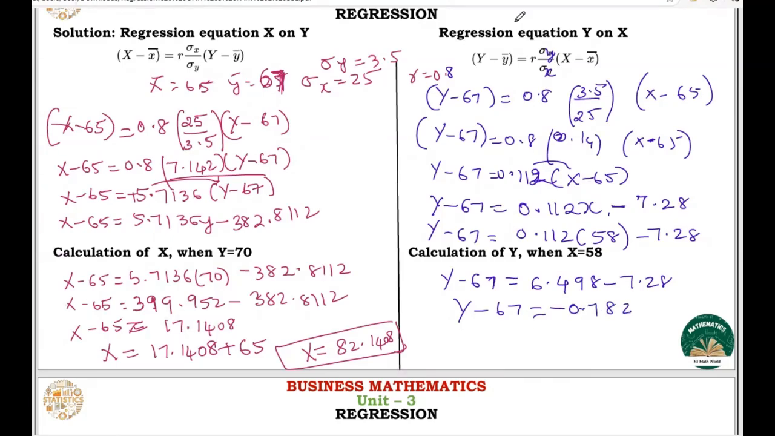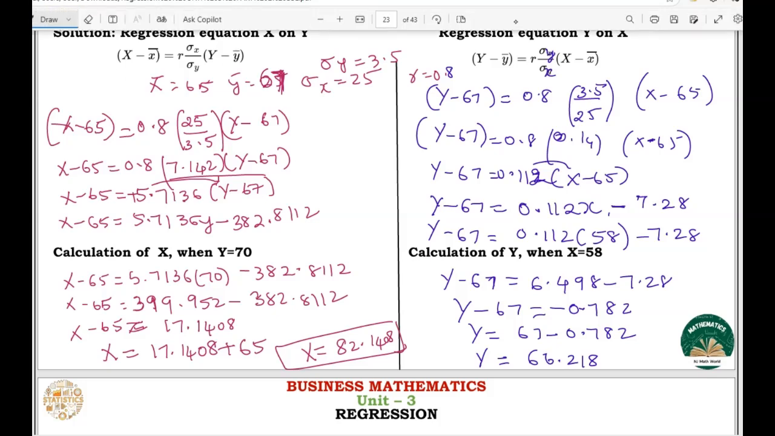So if you send the 67 to the other side, it becomes y equals 67 minus 0.782. Now if you subtract 67 minus 0.782, we get 66.218. Y will be 66.218. So this is how we can calculate the x and y value if the values are given.